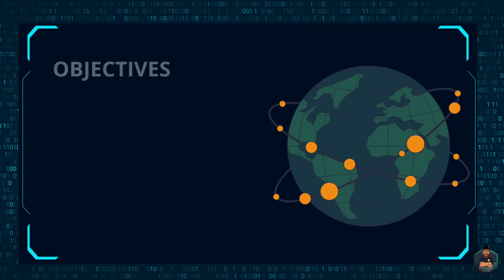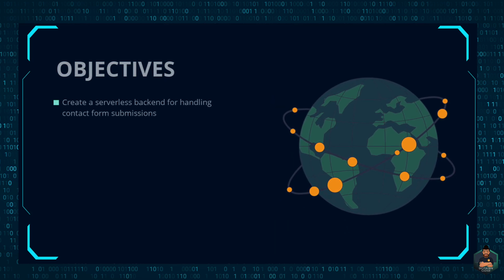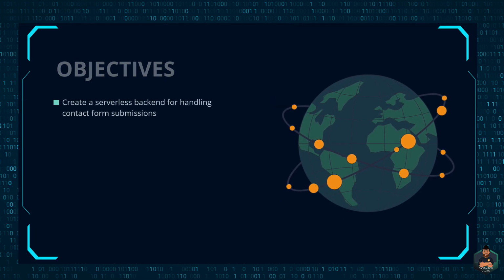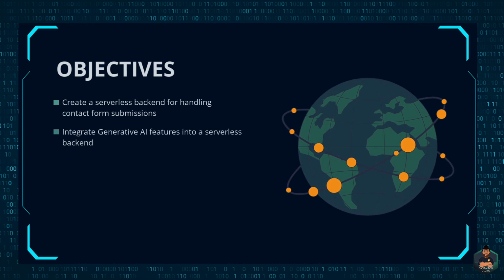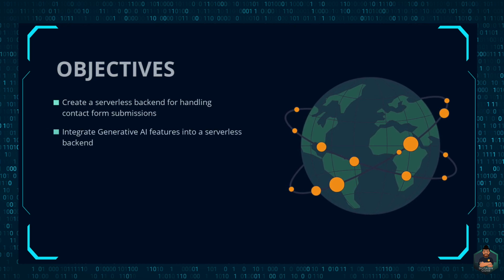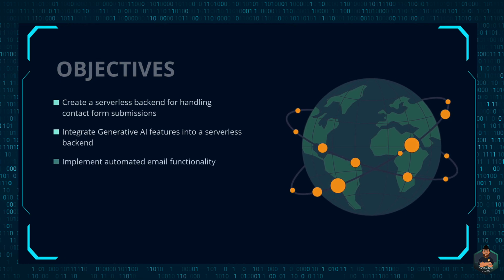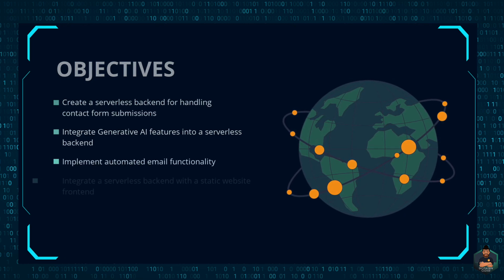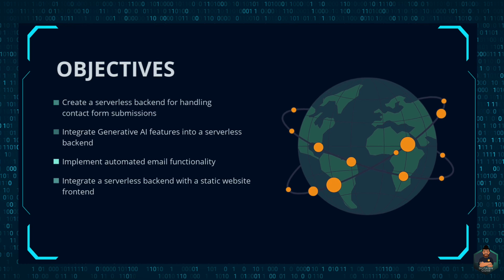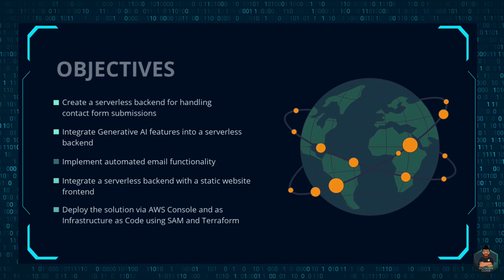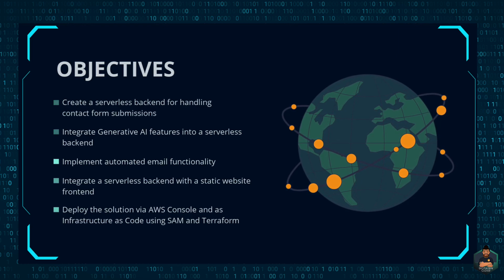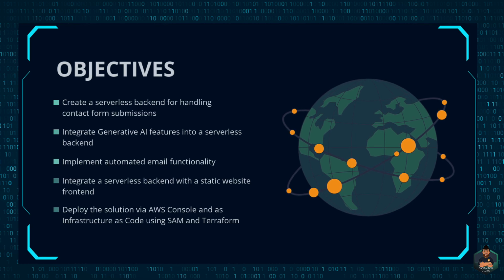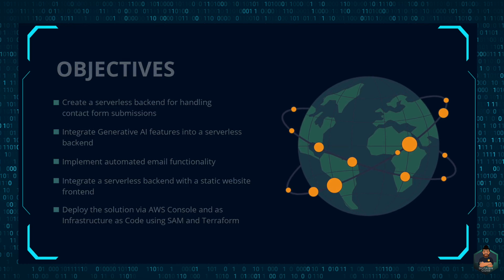By the end of this lesson, you'll be able to create a serverless backend for handling contact form submissions. Integrate generative AI features into a serverless backend. Implement automated email functionality. Integrate a serverless backend with a contact form of a static website. Deploy the solution using the AWS Management Console. And deploy the solution using infrastructure as code with AWS SAM and Terraform.